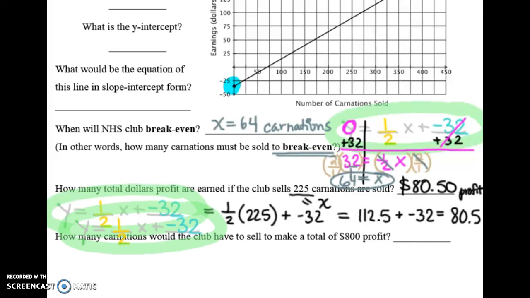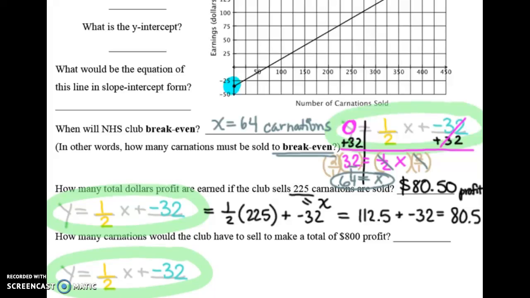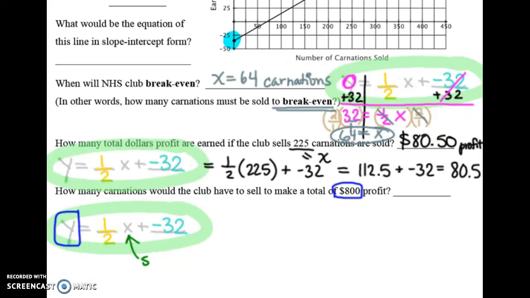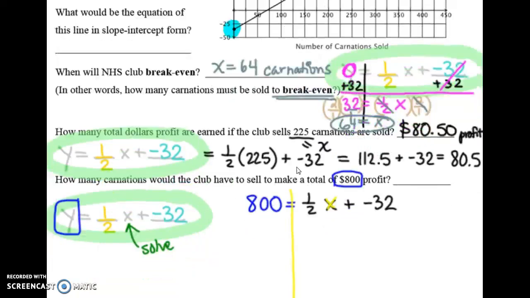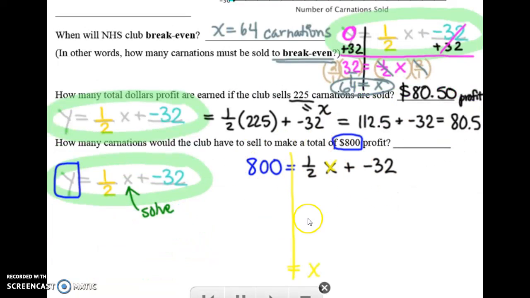The last question, again, we'll revisit the same equation. But this time it's asking how many carnations the club would have to sell if it wants to make $800 profit. The profit will go in for the y value. And I'll have to solve for the x, because I don't know how many carnations to make $800. I can estimate if I look at the graph above. So if I had a graph that continued up above $200 earning, I could predict. But I'm going to use the equation and solve it to get the exact value.